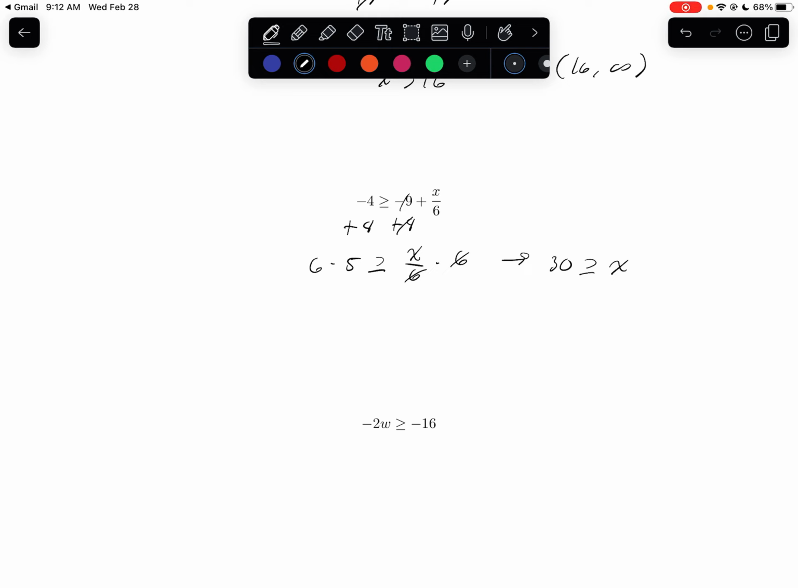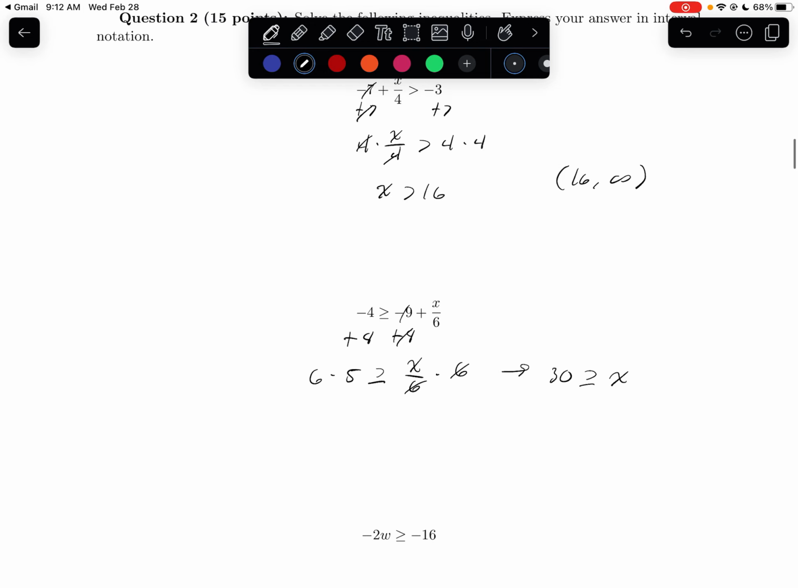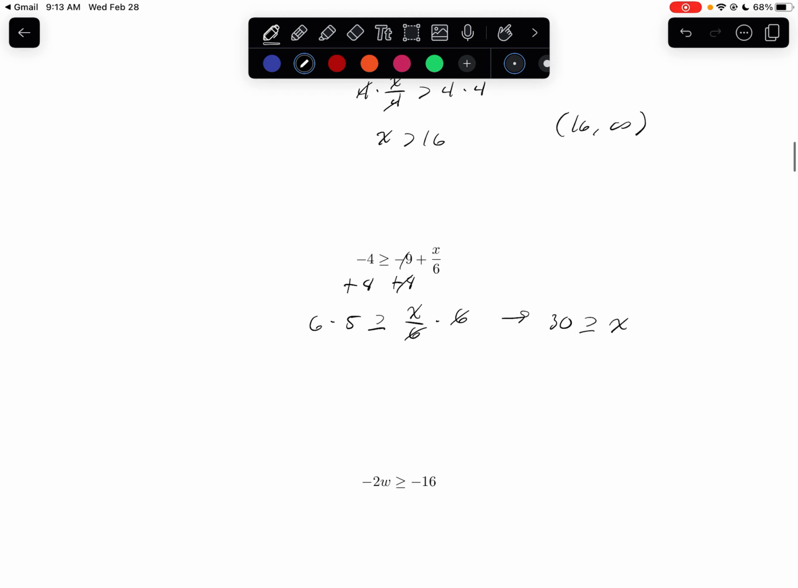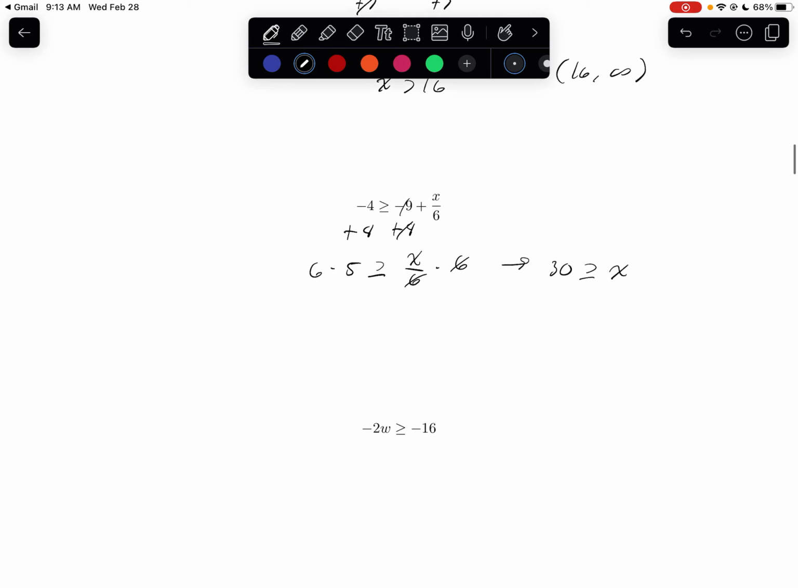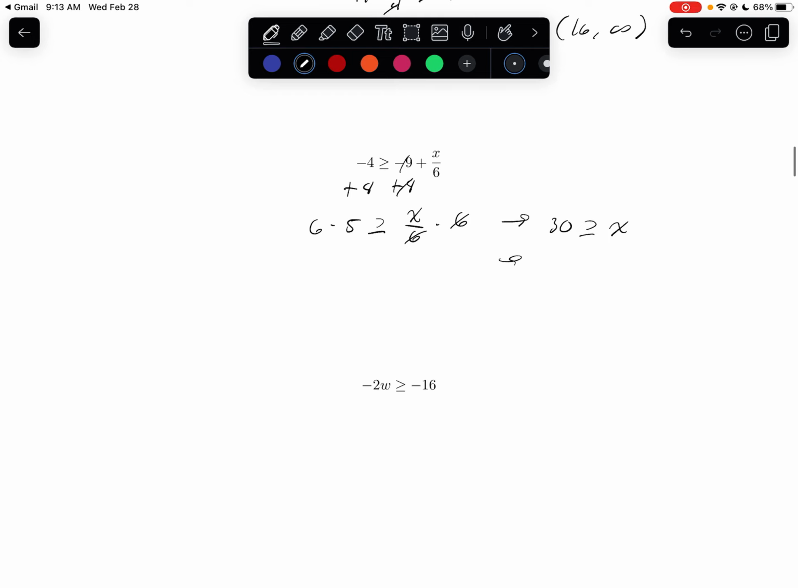Sorry, let me rephrase that. We're looking for all values of x. This is written a little weird. We're looking for all values of x that are less than or equal to 30. Sorry, this is confusing. A little tired this morning, so sorry about that. You can also rewrite this as x less than or equal to 30. Either way is a valid way to write this. So we're looking for all values of x that are less than or equal to 30, so everything less than 30 on the number line, including the number 30.